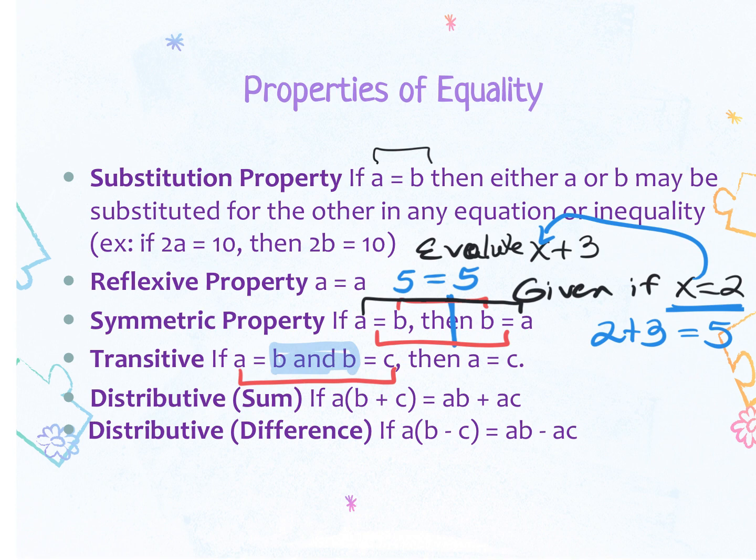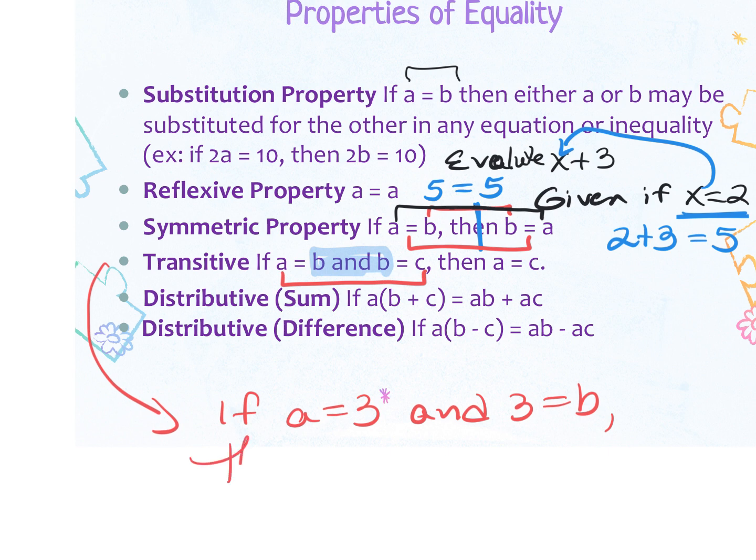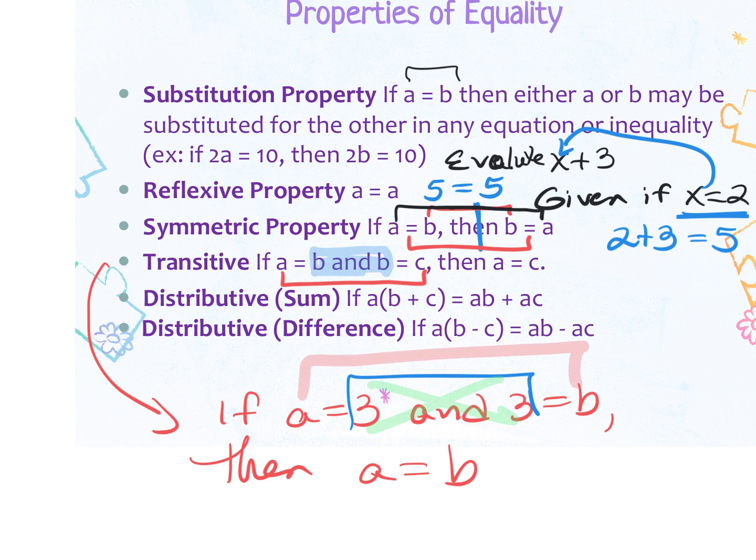Let me show you with some numbers. So let me just give you an example of the transitive. So for example, let's say they told you if A equals 3 and 3 equals B, then you can say that A equals B because they both equal 3. Notice these 3's blend together, and then you can go right to A and B being equal.